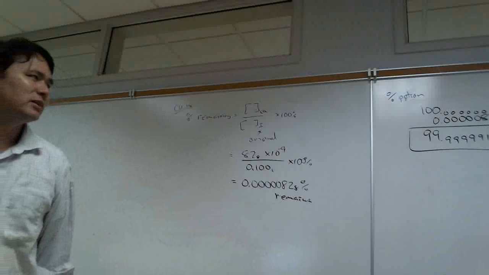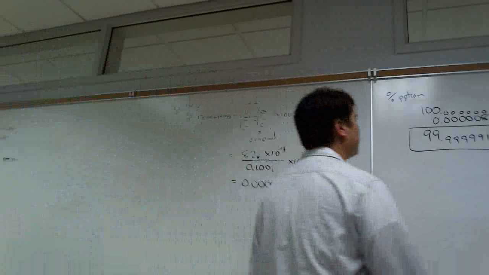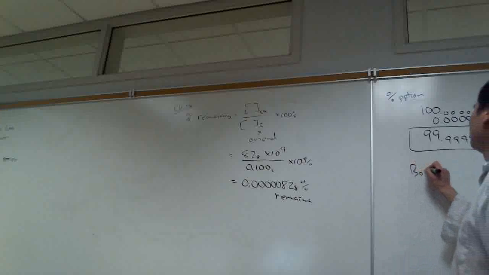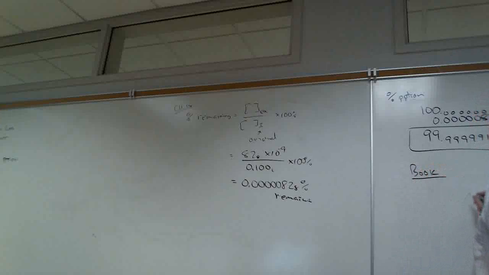Well, it's not really ever going to get to 100% precipitation. And so we need a cutoff. Your book's cutoff is this: your book says that 99.9% precipitation equals complete precipitation. It's not really complete. There's going to be a little bit left over, but they'll call it a complete precipitation.